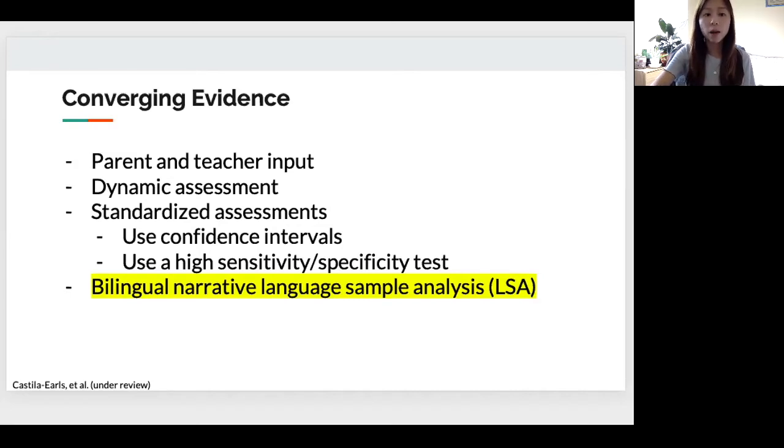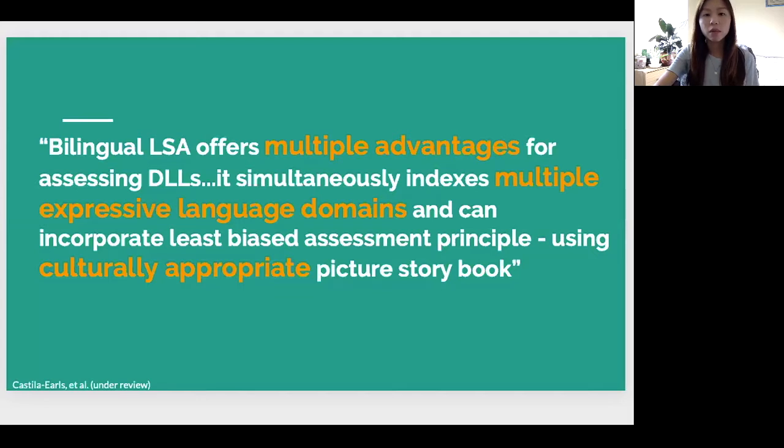And today, from all the assessment tools, I would like to focus on bilingual narrative language sample analysis. Bilingual language sample analysis offers multiple advantages for assessing dual language learners. It simultaneously indexes multiple expressive language domains and can incorporate the least biased assessment principle by using culturally appropriate picture storybooks.